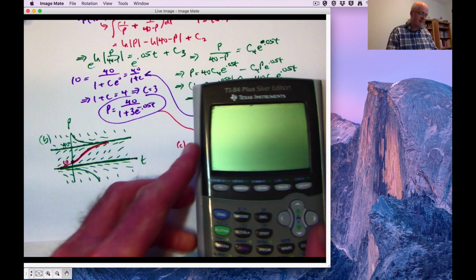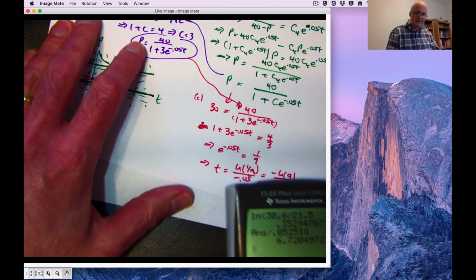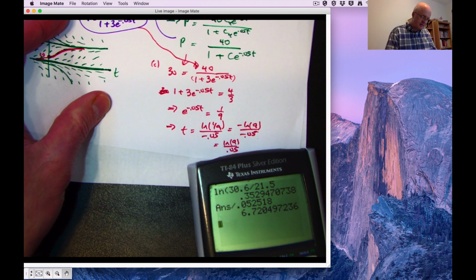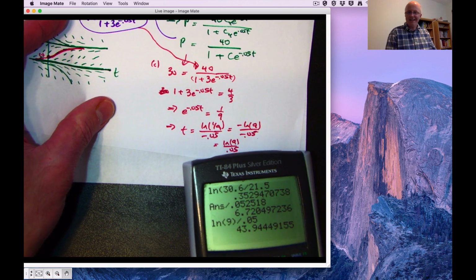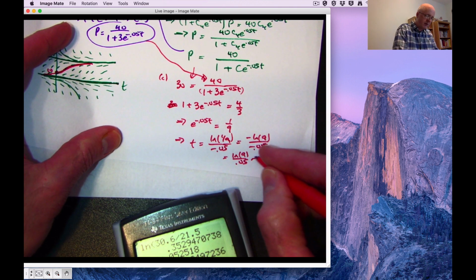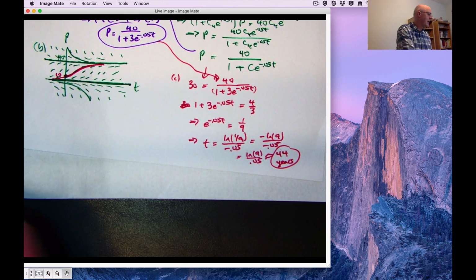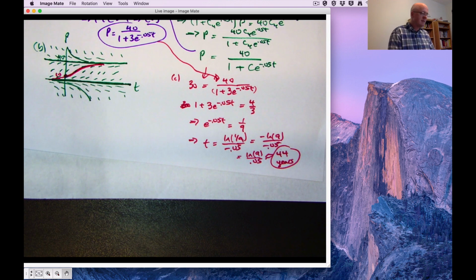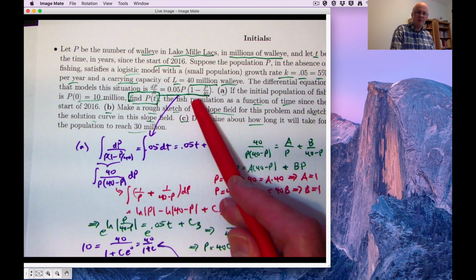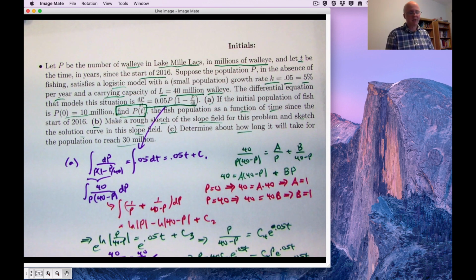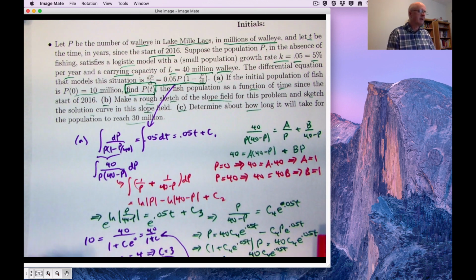And then use your calculator to find out about what that is. Natural log of 9 divided by 0.05. About 43.9 years. Probably best to round that to 44 years. A long time in the future. But again, the model may not be accurate. If k were bigger, then the population would grow faster. It's also not taking into account fishing, so it's still not completely accurate.